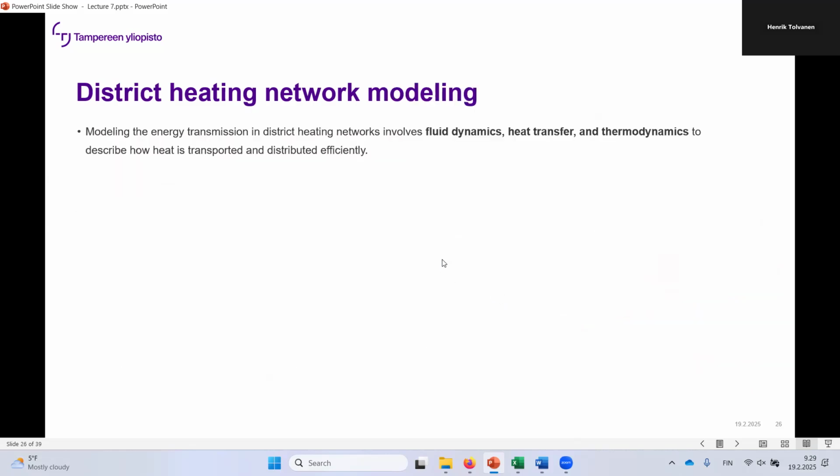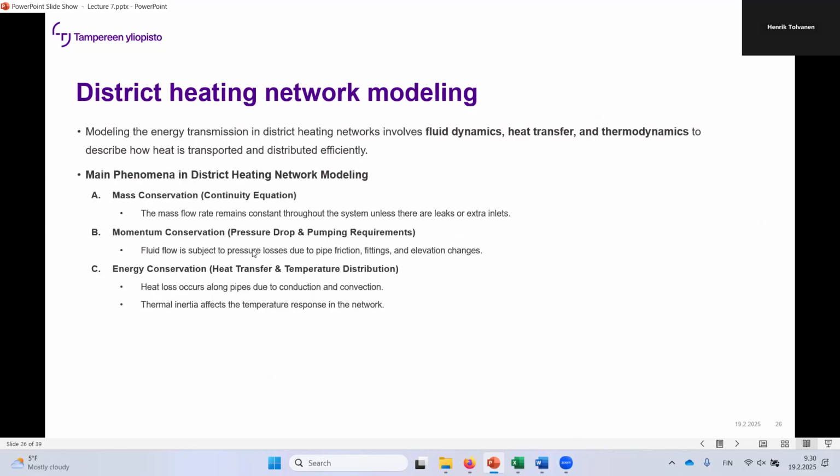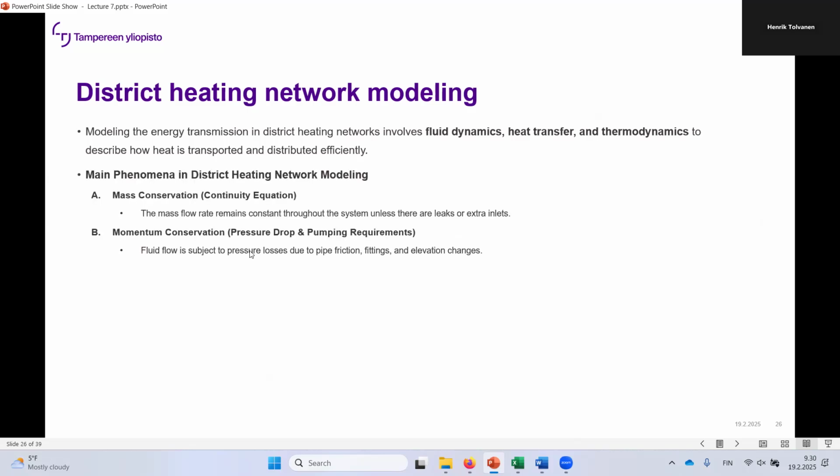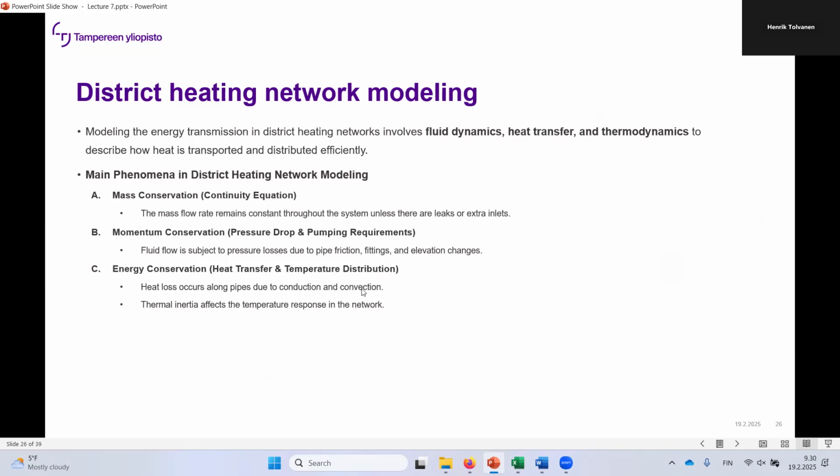But as in an electric network, since there are losses, the same thing applies here. So mass conservation. Mass doesn't disappear, energy doesn't disappear. So you can say mass and energy conservation holds for all of these points. Then there's momentum conservation. So you can use that to calculate the pressure drop. Energy conservation also for this heat transfer system.